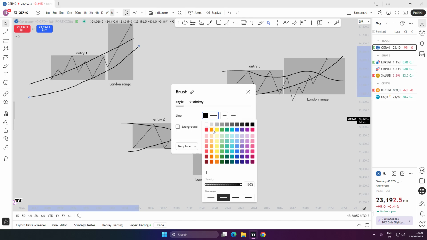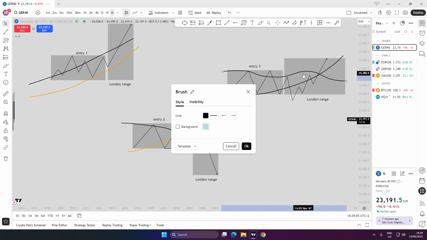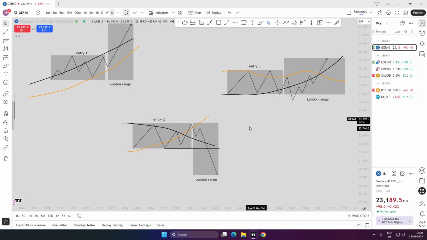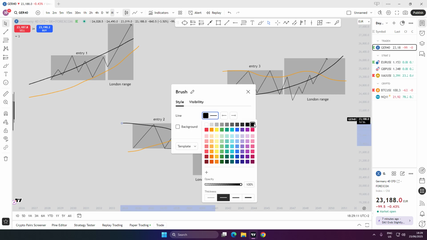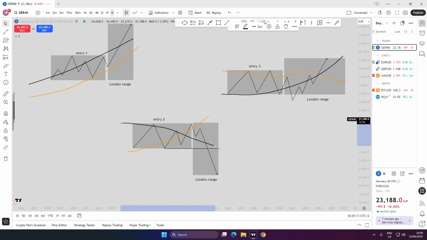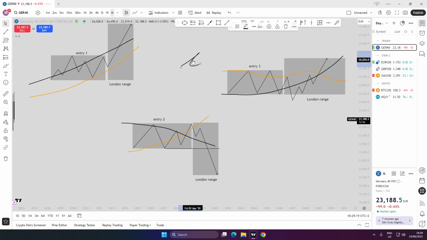I will make this orange so it's easier to spot. Here it's orange and this one is orange. Okay, I now need to make it black so when I draw a new line it's black. Oh, it's still orange. But okay. So the first entry everyone understands.